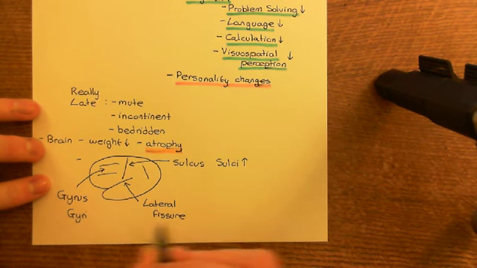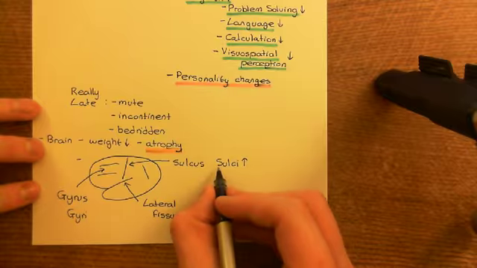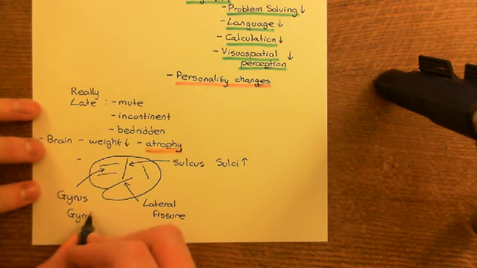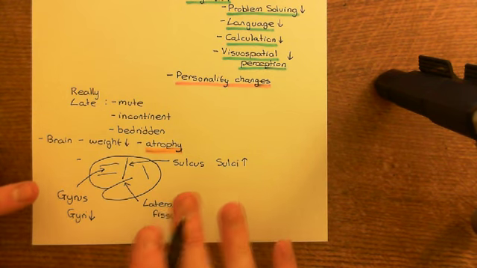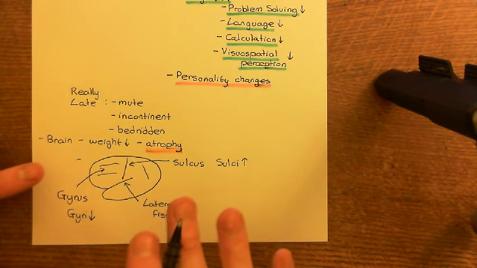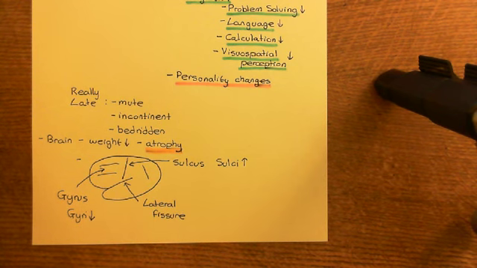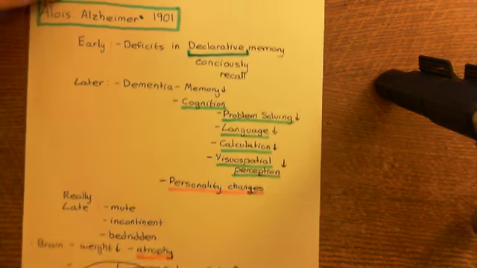So in Alzheimer's disease, the sulci get more pronounced and the gyri get less pronounced. They get smaller. So that's another feature by which you can identify the brain of someone who was suffering with Alzheimer's disease. Now, the next thing that I'm going to talk about is the fact that the cerebral ventricles are hugely enlarged in someone suffering from Alzheimer's disease.